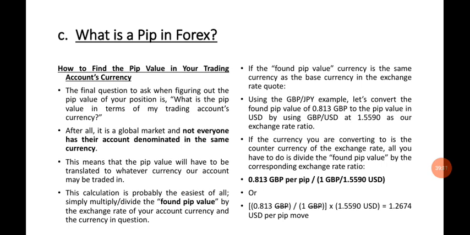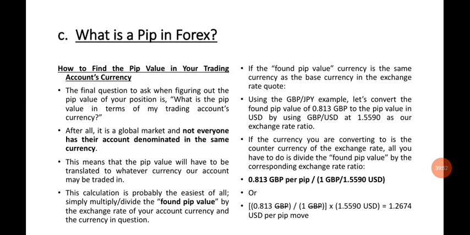This calculation is probably the easiest of all. Simply multiply or divide the found pip value by the exchange rate of your account currency and the currency in question, if the found pip value currency is the same currency as the base currency in the exchange rate quote. So now, using this example of Great British Pound Japanese yen, let's convert the found pip value of our 0.813 British Pound to the pip value of US dollar by using the Great British Pound US dollar exchange rate at 1.5590 as our exchange rate ratio.